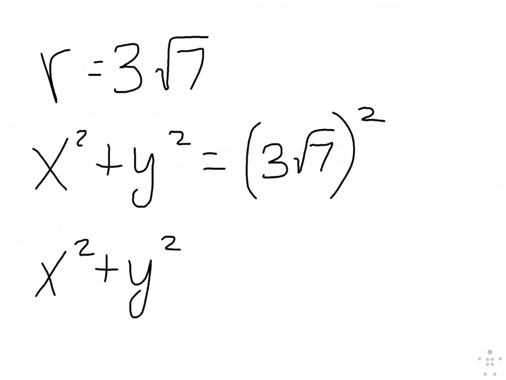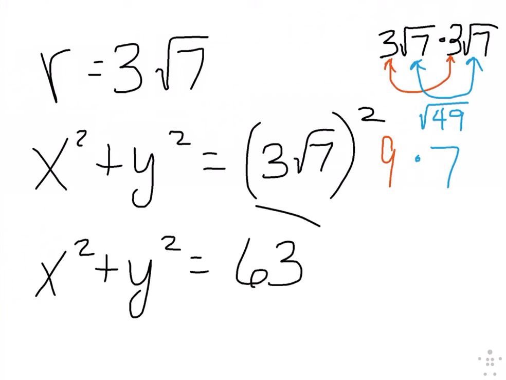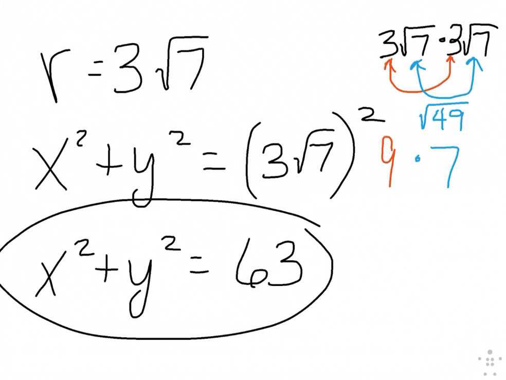To clean that all up, again, here's what happens. It's 3 root 7 times 3 root 7. So the first part, what's 3 times 3? 9. Then, what's root 7 times root 7? The square root of 49, which is 7, as some of you were telling me. And then to finish it all out, what's 9 times 7? 63. You're done. Okay, what do you think? Not too bad?